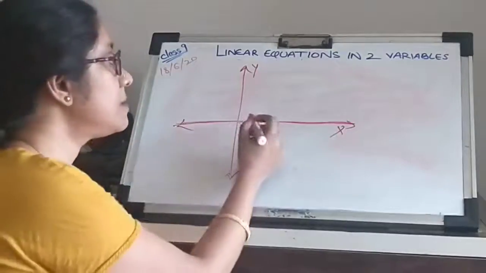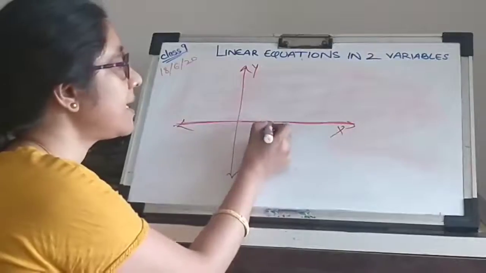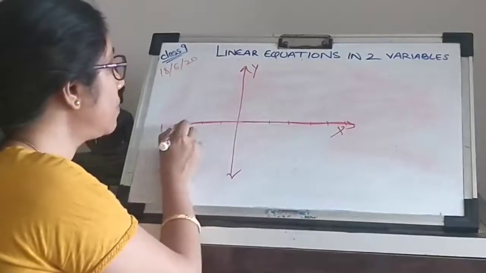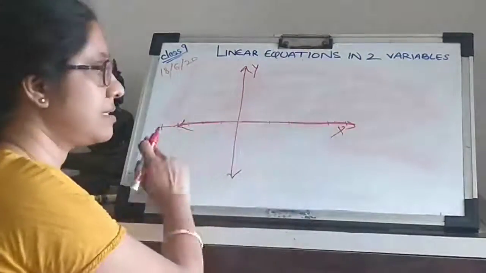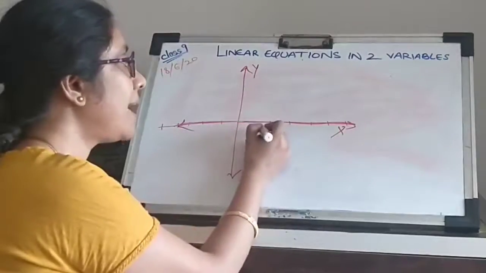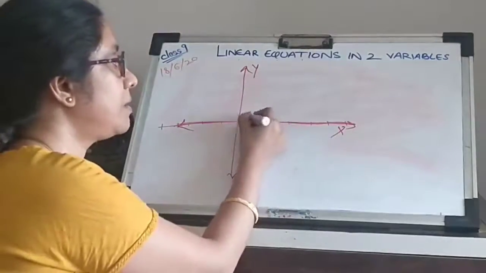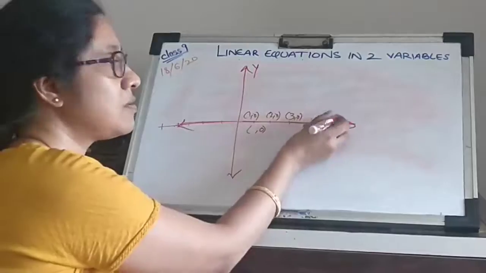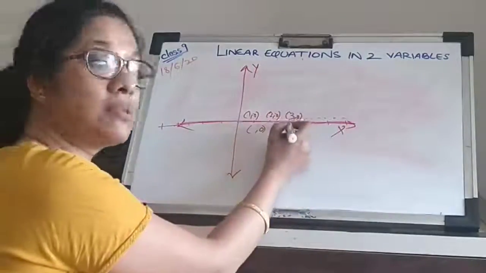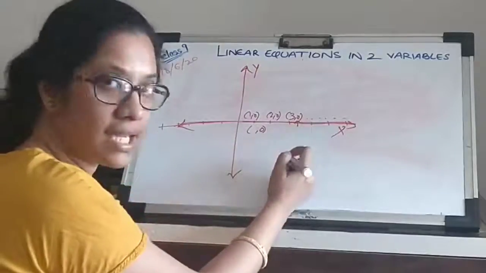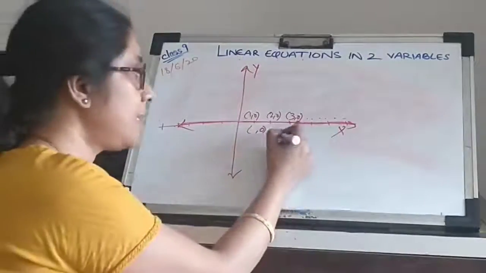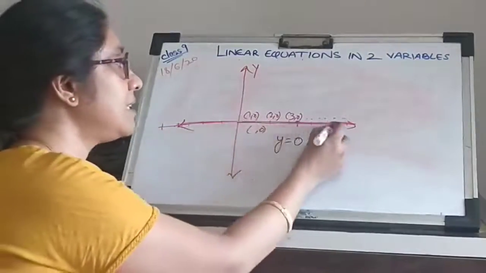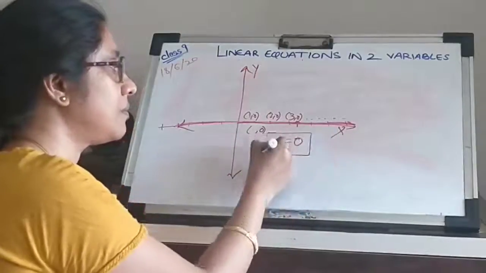So what do I know? What is the common thing about all the points lying on this x-axis? Any coordinate that lies on the x-axis has the y-coordinate as 0. This could be (1, 0), (2, 0), (3, 0), and so on. So what is the common thing? The y-coordinate, that is the ordinate, is 0. y equal to 0. So the equation of the x-axis is y equal to 0.